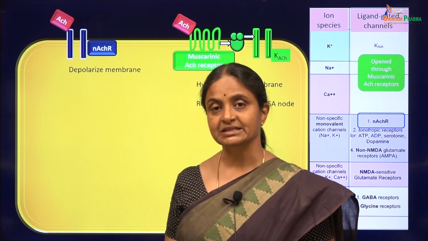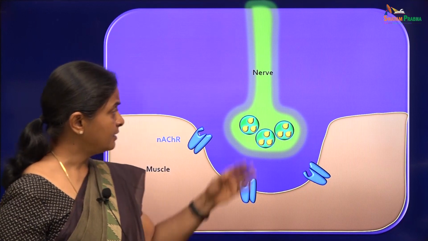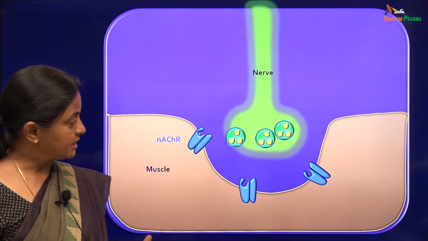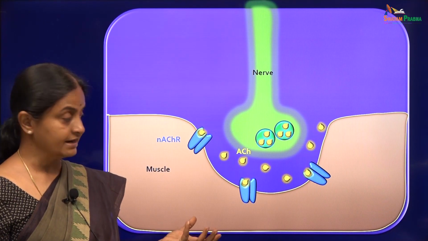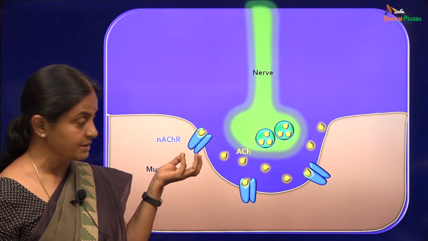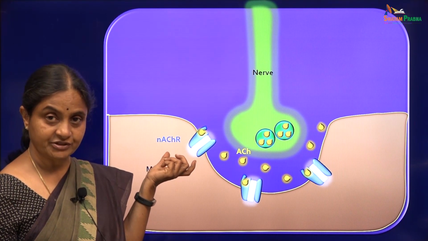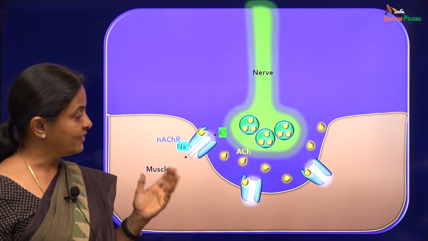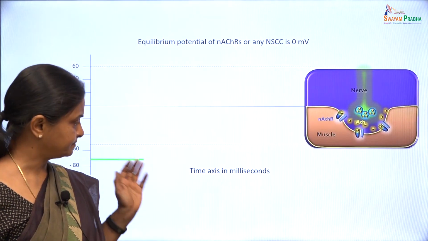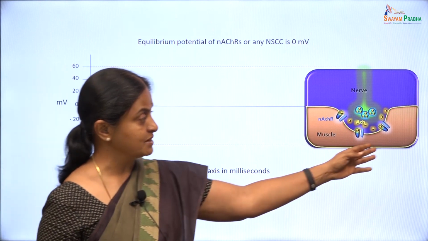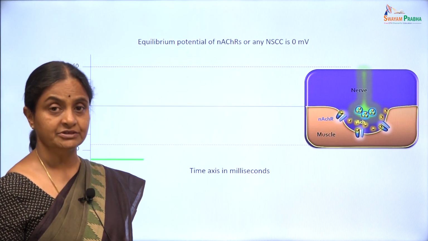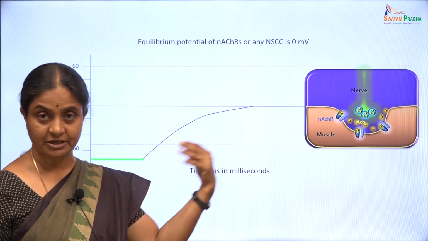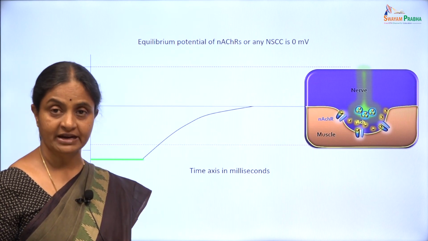Let us see what happens in the muscle cell membrane. If that is the nerve and that is the skeletal muscle, this is the neuromuscular junction. Acetylcholine is released into the cleft, it binds to the nicotinic acetylcholine receptors and the channel within that receptor opens up. It is a non-specific monovalent cation channel and that will take the membrane to 0 millivolts. So, if that is the resting membrane potential of the muscle cell, when the nicotinic acetylcholine receptors open up, the muscle membrane will attempt to move towards 0 millivolts or will attempt to depolarize.